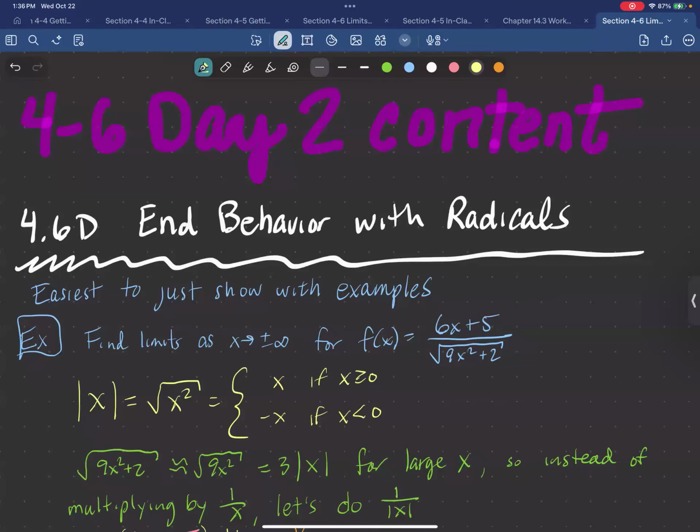So instead of multiplying by 1 over x, we're going to multiply by 1 over the absolute value of x, and we're going to use the appropriate version for the side you're on. This will make more sense when we look at it in a second.